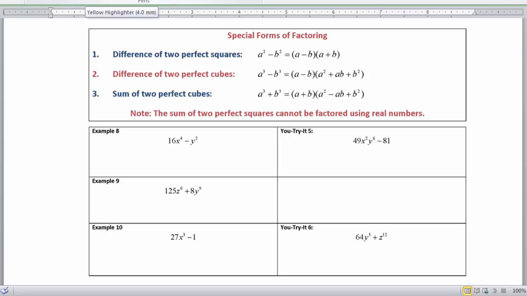You pretty much just have to memorize the forms, okay? And what are these forms here? They're the difference of two perfect squares, the difference of two perfect cubes, and the sum of two perfect cubes, okay? And then I have a little note at the bottom that says the sum of two perfect squares cannot be factored using real numbers, right? So the difference of cubes and the sum of cubes both factor, but only the difference of squares factors, not the sum of squares, right?